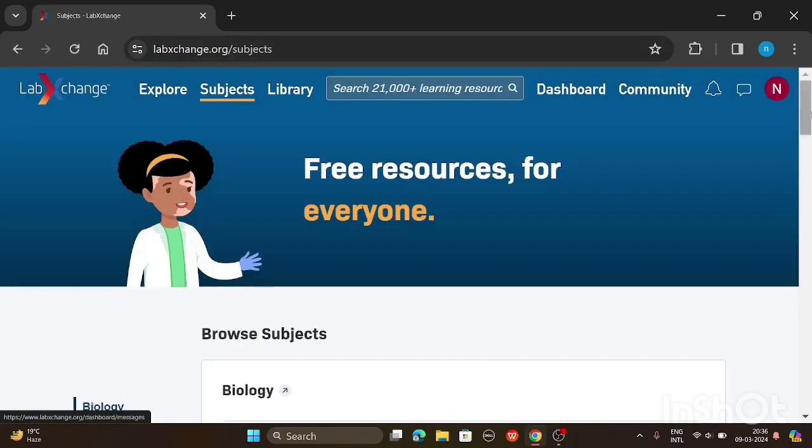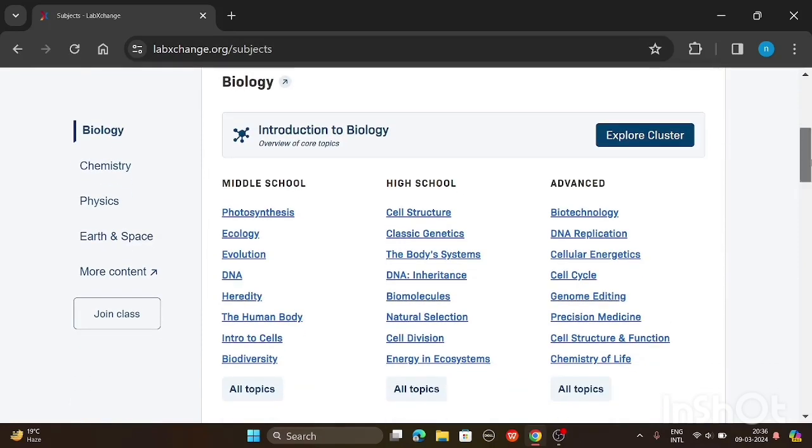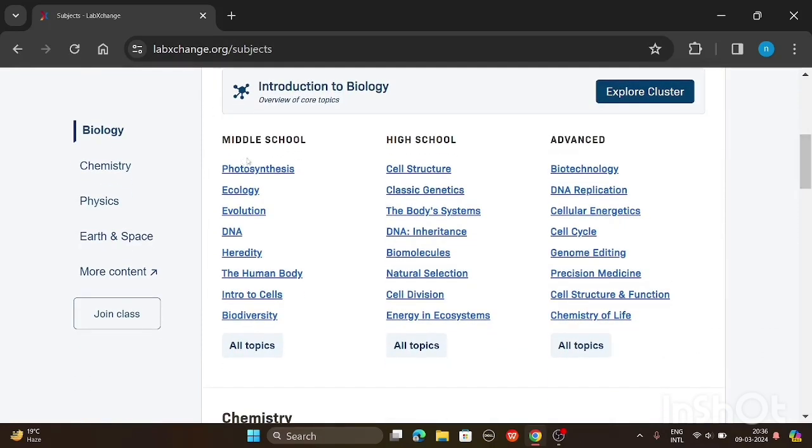and subjects. So we can see that for every subject there is middle school level, then high school level, then advanced level. In the middle school level you will understand the most basic fundamentals, then the high school level, and then the advanced level like genome editing, cell cycle, DNA replication, biotechnology, chemistry of life.